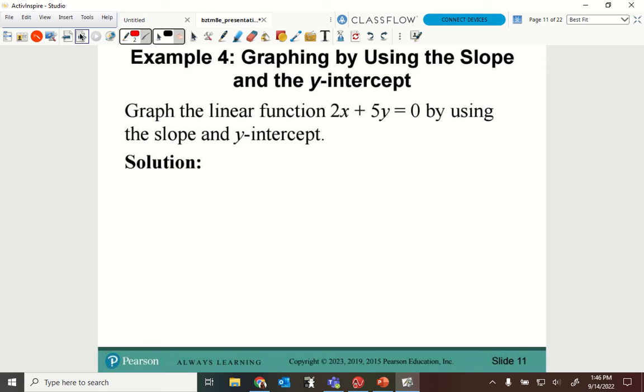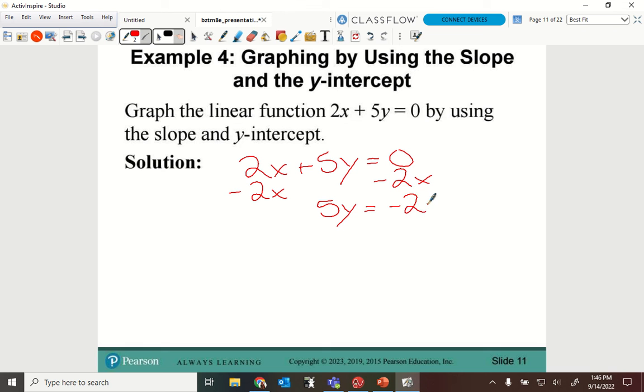So we have 2x plus 5y equals 0. And I said I want to get my y by itself, don't I? I wanted to say y equals, so I want to get that by itself. So I got to get rid of my 2x. My 2x is on the left-hand side. I don't want it over there. I want it on the right-hand side. So what am I going to do there? Very good. Subtract it from both sides. So 5y equals negative 2x.